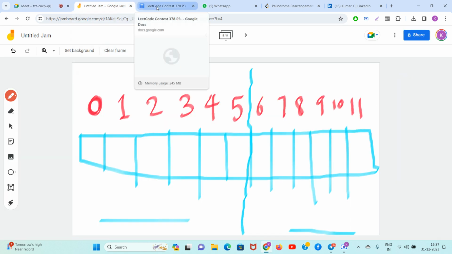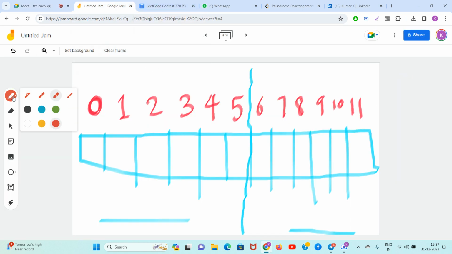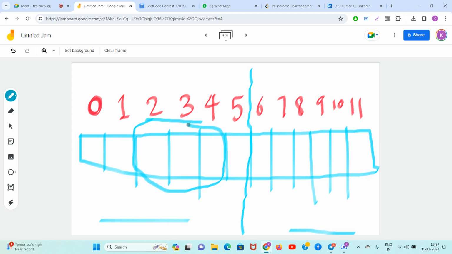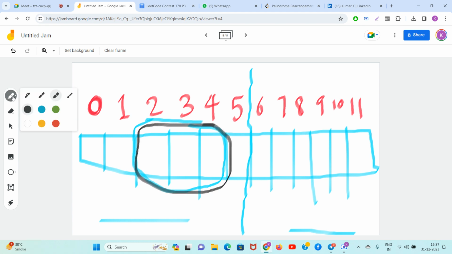2 to 4 and 7 to 10. So let's try to do it. Basically guys, we can do the changes in only 2 to 4 and 7 to 10.